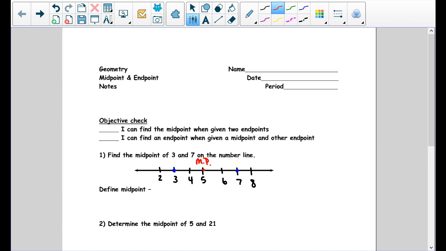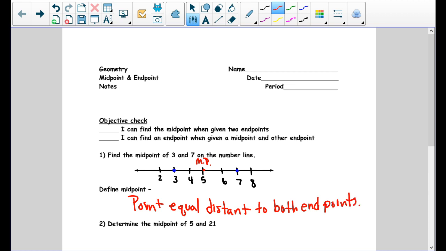So, it's the point equidistant to the endpoints, or to both endpoints. Okay. The point equidistant. Okay.